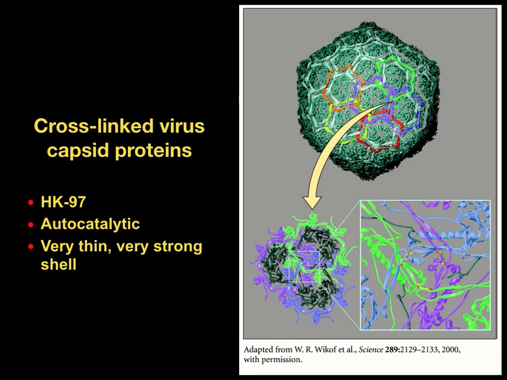There are some viruses that can form covalent bonds between the capsid subunits. Once the whole capsid gets assembled, they actually form peptide bonds between the subunits, and this is what confers a lot of resistance on the particle. So even though the particle has a very thin shell, it's going to be very resistant.